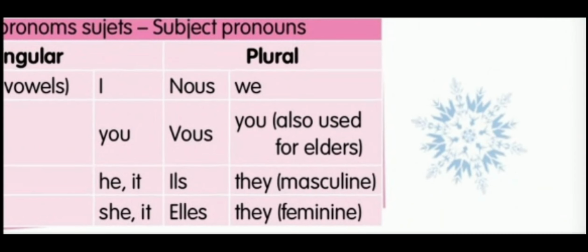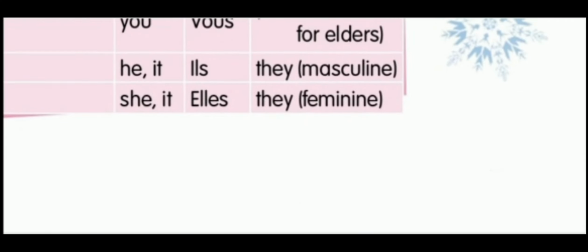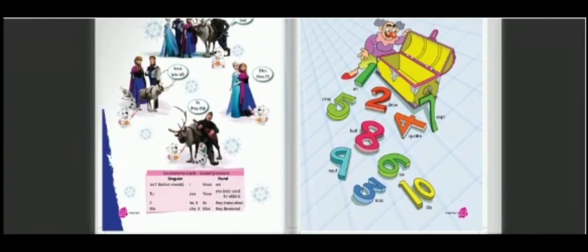Now going to the plural, nous is used for we, vous is used for you and it can also be used for elders. Now ils is used for they and it is in masculine. Elles is used for they and it is in feminine. Now going on to the next page.